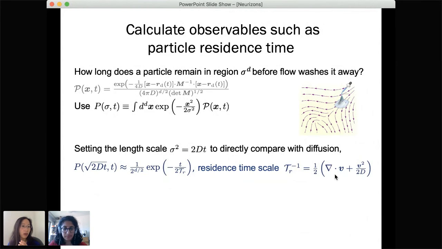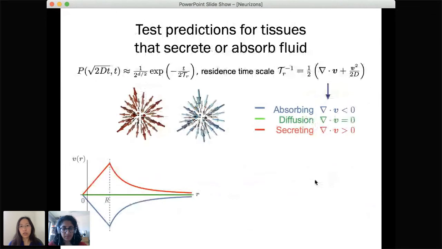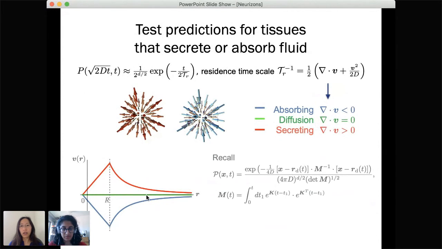We wanted to know how long the particle will remain in that region, so that we know whether it has a chance to bind or unbind, let's say, to the tissue or the axons or whatever may be receiving that information from that particle. And so here we estimated, using a formalism, a time scale that depends on the speed, and of course again on the divergence, whether the fluid is absorbing or whether it's secreting. And so then we can test these predictions by looking at, again, flows that now are absorbing, and this one is a secreting flow. And this is just the flow profile.